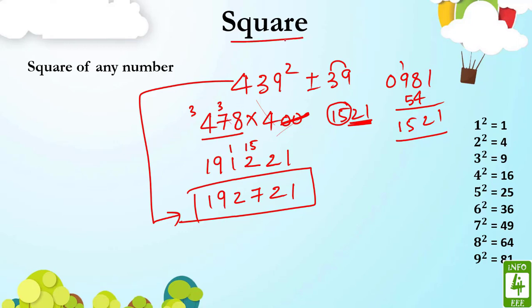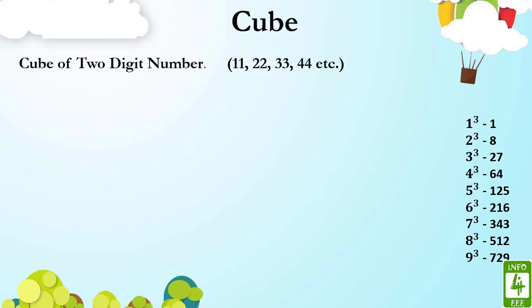So this square trick is applicable for any number. Now let's start how to find a cube. For finding the cube of a two-digit number, we have divided them into types. The first type of numbers are those in which both the digits are the same, like 11, 22, 33, 44, etc. Let's suppose we need to find the cube of 22. What you need to do is cube this 2 four times. So the cube of 2 is 8, 8, 8 and 8, right?